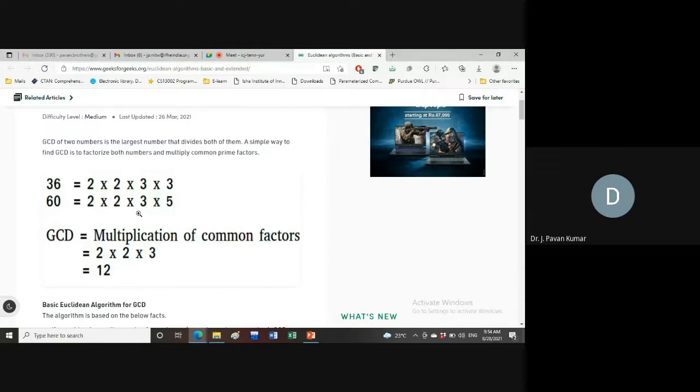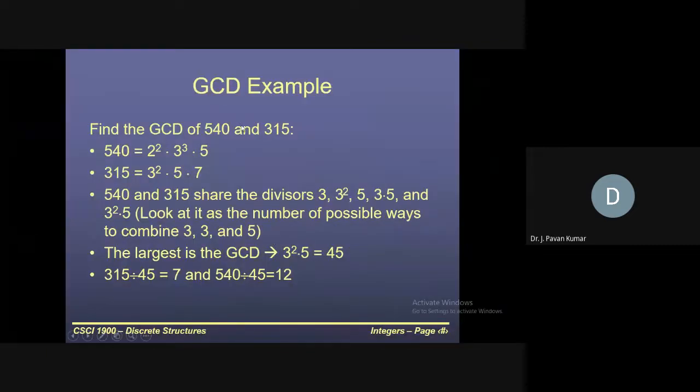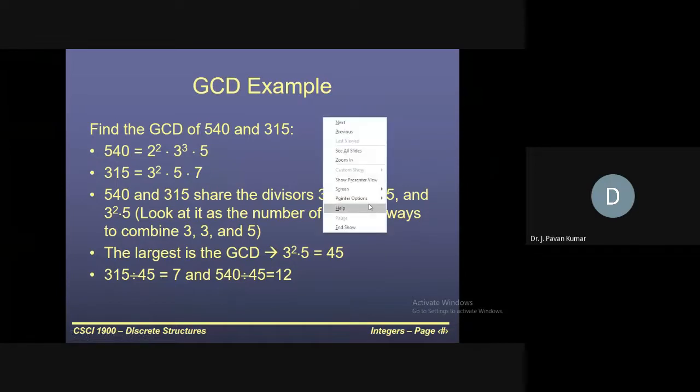In order to find this GCD, do you know any methods to solve this particular one? To find the GCD of given two numbers, what will we do?